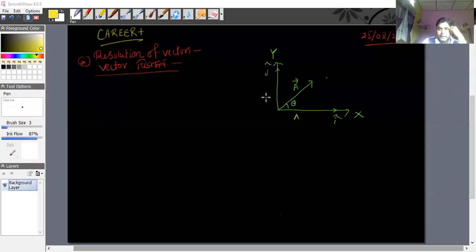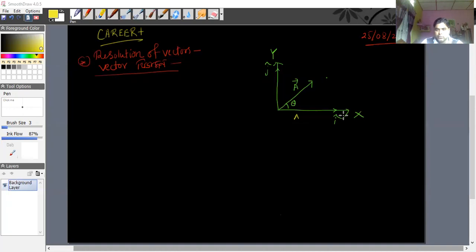Today we are going to study resolution of vector division. Let A be a vector making an angle theta with the x-axis in the xy plane. We are going to define the components of A along the x-axis as well as along the y-axis.